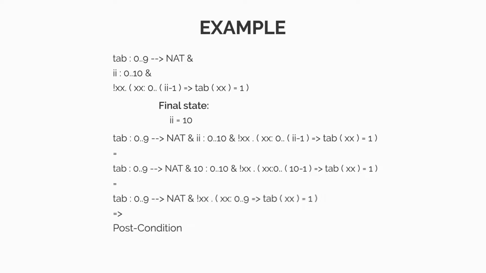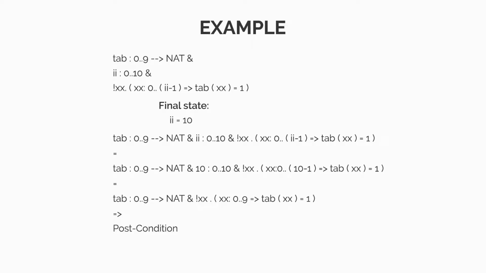So if we replace ii now by 10, we have to prove that 10 belongs to the set containing numbers ranging from 0 to 10, which is trivially true, and that for all xx, if xx belongs to the set of numbers ranging from 0 to 10 minus 1, which is 9, then we have that tab at xx equals 1. And that implies exactly our post condition.